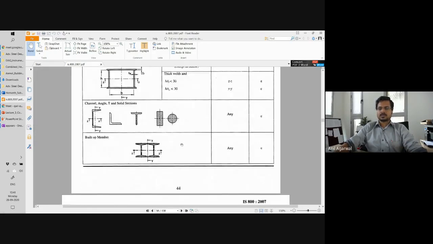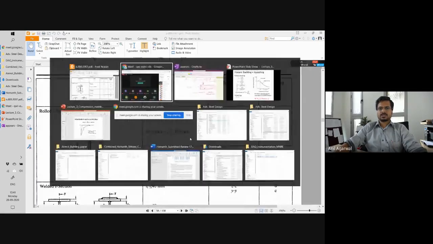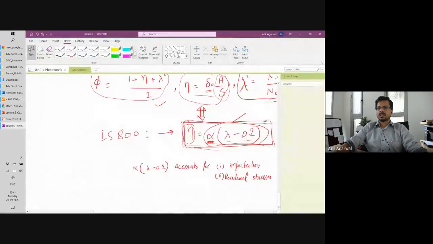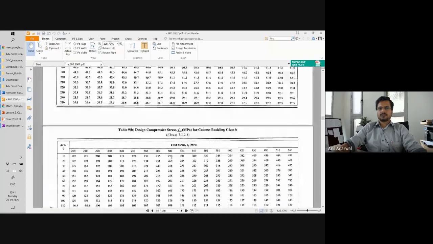So basically, this is just to point out that the alpha factor, or the expression alpha multiplied by lambda minus 0.2, incorporates both effects, imperfection as well as residual stress.